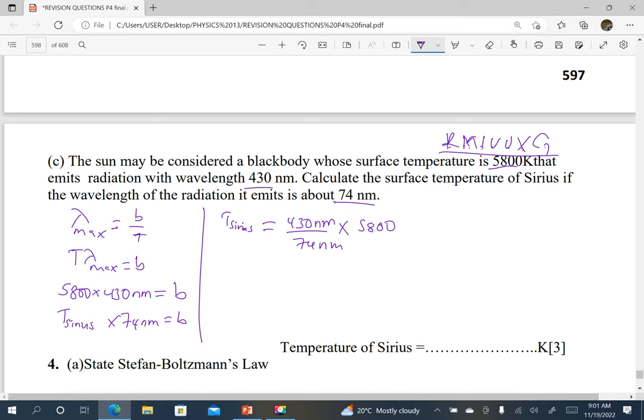So when you press the calculator, from my calculator I am getting 3.4 times 10 power 4 Kelvin.